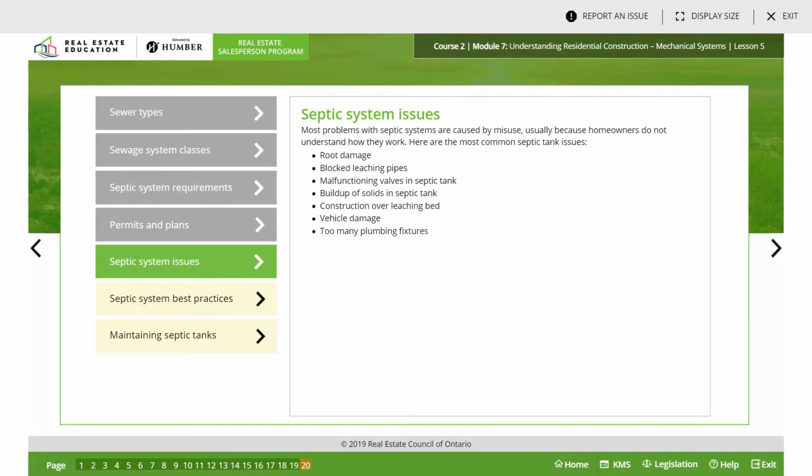Septic system issues. Most problems with septic systems are caused by misuse, usually because homeowners do not understand how they work. Here are the most common septic tank issues: root damage, blocked leaching pipes, malfunctioning valves in the septic tank, buildup of solids in the septic tank, construction over the leaching bed, vehicle damage, and too many plumbing fixtures.